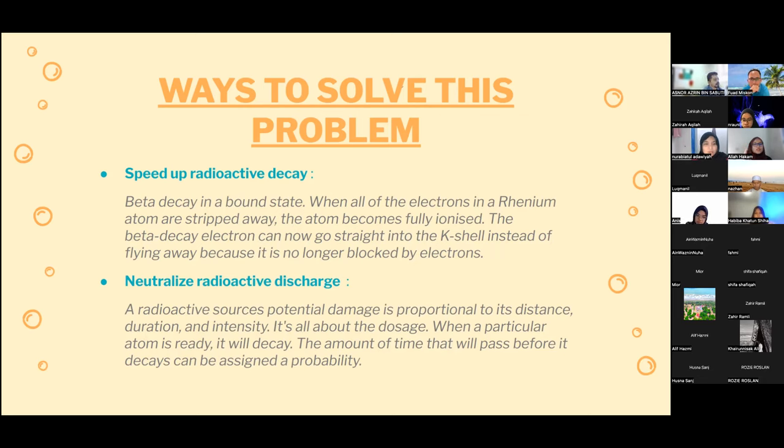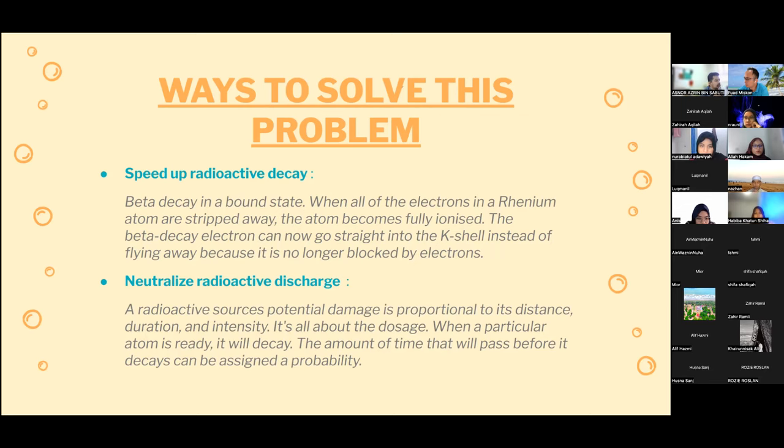So this is because a radioactive source's potential damage is proportional to its distance, duration, and intensity. And the dosage actually matters. When a particular atom is ready, it will decay. The amount of time that will pass before it decays can be assigned a probability.